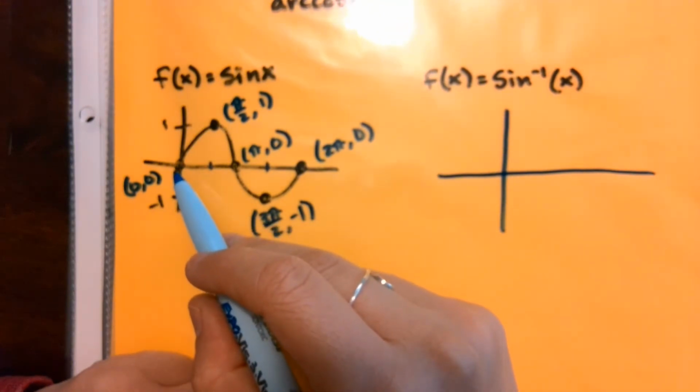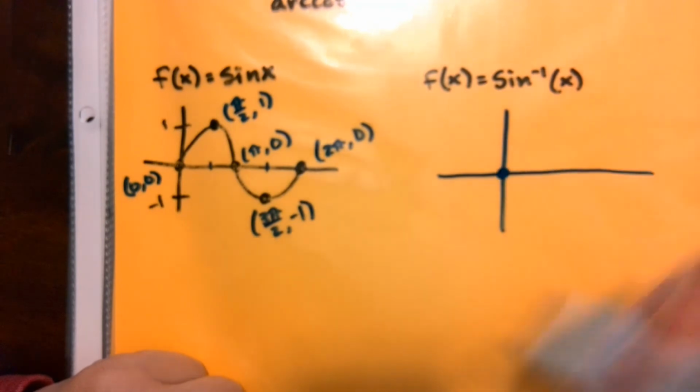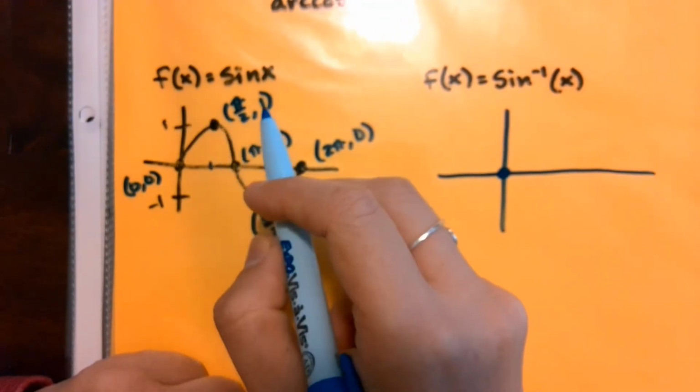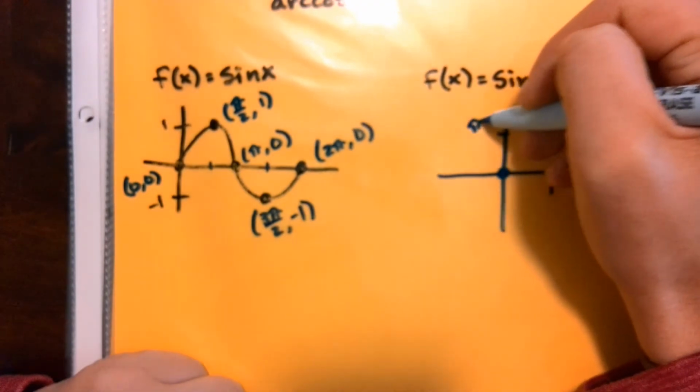So for each one of these points, I'm going to switch my x and my y. So for 0, 0, it's still going to be at 0, 0. But for my pi over 2, 1, now I'm going to be at 1, pi over 2.